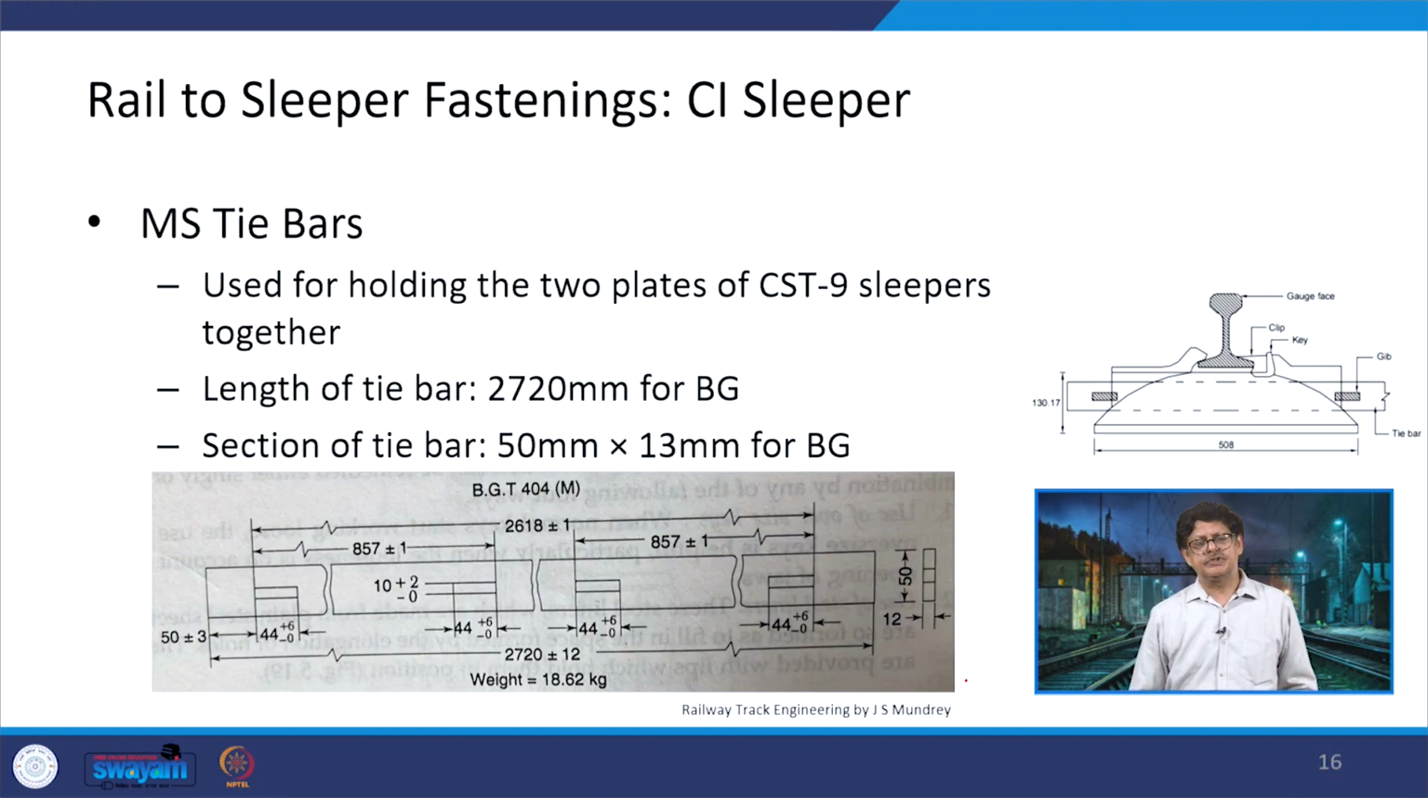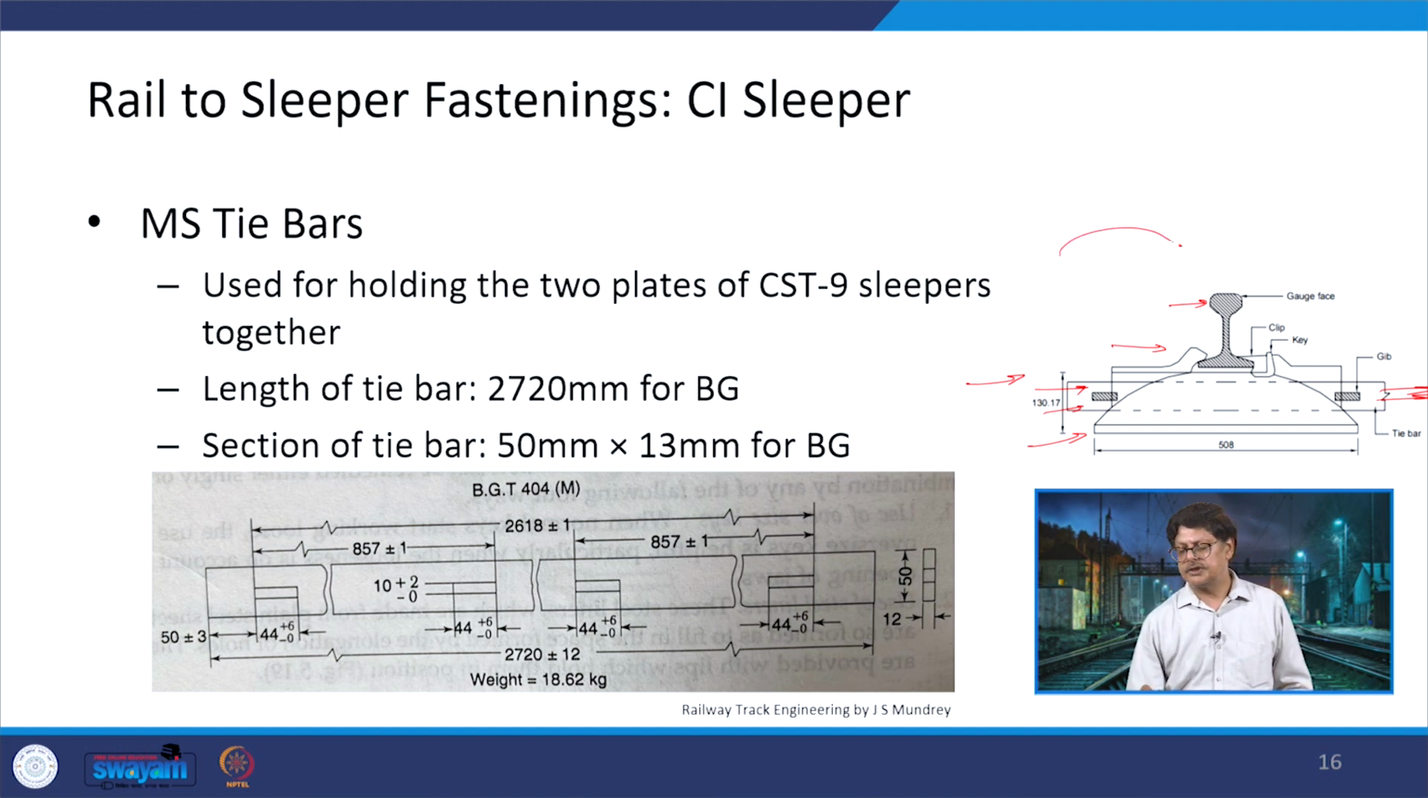Now, another thing which is used is an MS tie bar for the CI sleepers. Here in the diagram given on the right-hand side, you can see there is a rail at the top and a CI sleeper at the bottom. A chair is there in which the rail is seated. Here the MS tie bar is provided. This is the MS tie bar which is going towards the other side.